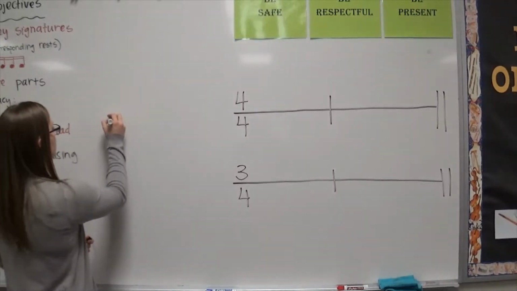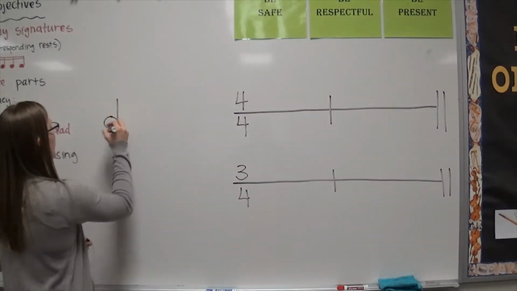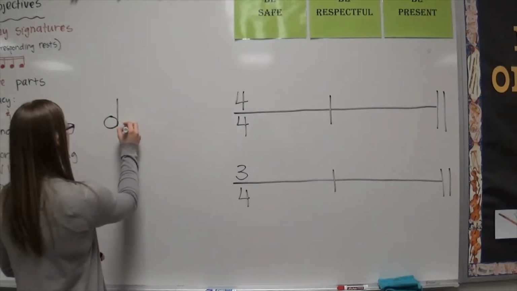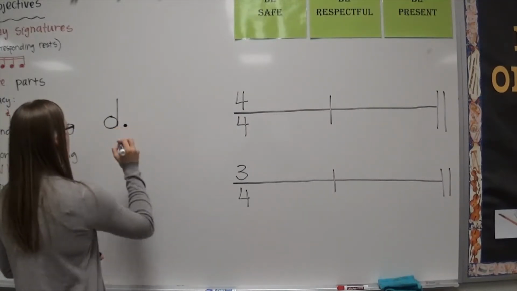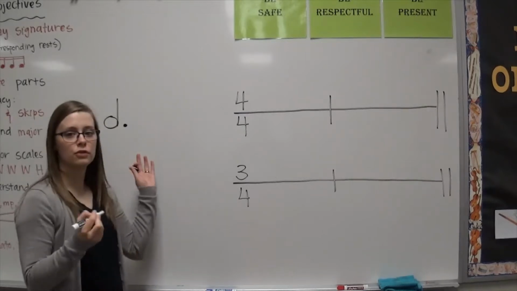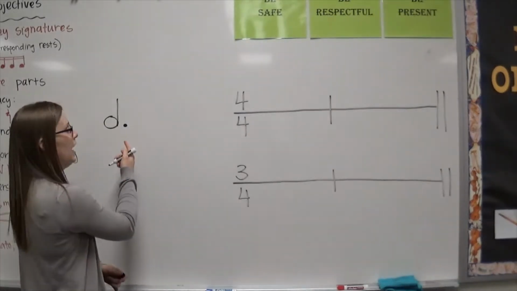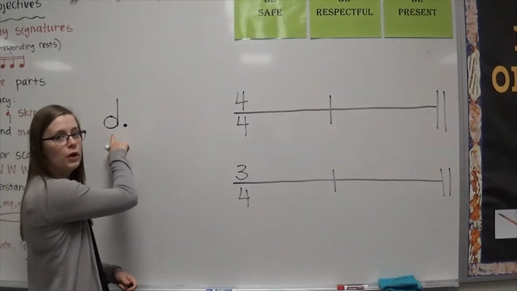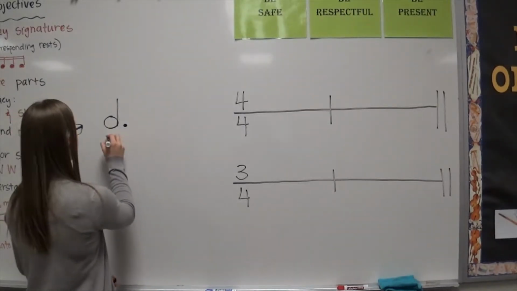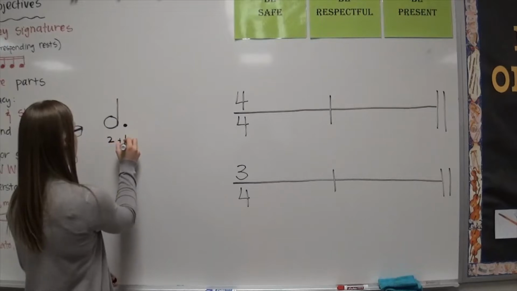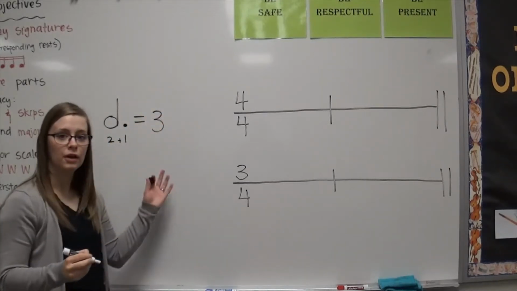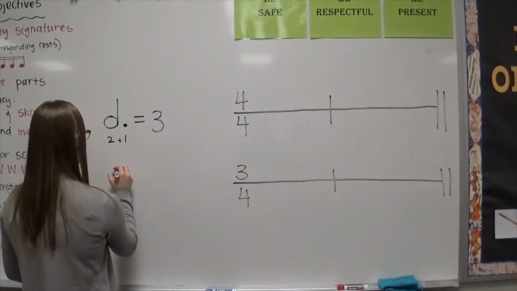So, if I've got a half note, which is 2 beats, and I add a dot, then it becomes 3 beats because the dot adds half of whatever the note value is. So since half of 2 is 1, we add 1, and that gives us 3 beats. So the dotted half note gives us 3 beats.